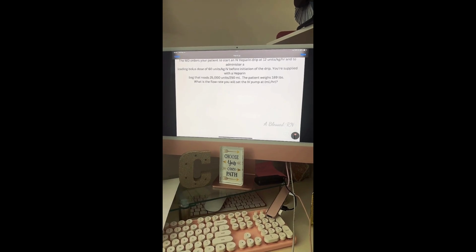Okay. Cool. All right, y'all. So the MD, can y'all see? We good? All right, the MD orders your patient to start an IV heparin drip at 12 units per kilogram per hour and to administer a loading bolus dose of 60 units per kilogram IV before initiation of the drip. You're supplied with a heparin bag that reads 25,000 units per 250 mL. The patient weighs 189 pounds. What is the flow rate you will set for the IV pump, which is going to be milliliters per hour?